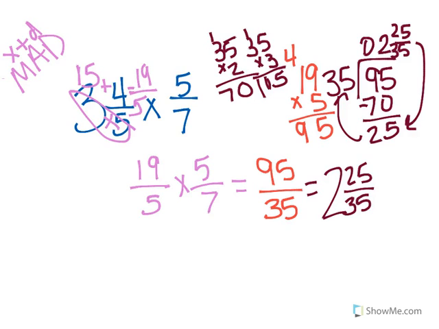But I'm not done. All this work and you're not done? Nope. Why? Because I can simplify. What can divide into 25 and 35? They both end in 5s, so I can divide them both by 5. And don't forget your whole number. There's a little equal sign there. 25 divided by 5 is 5. And 35 divided by 5 is 7. So my answer is 2 and 5/7.